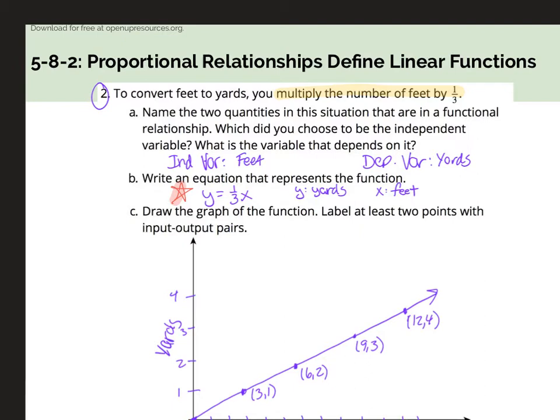That's going to be 1/3 times our x. And in this case, the y is going to represent the yards. That's what we get after we multiply the number of feet, which is x, by 1/3. So then going back to A, the independent variable is going to be our feet, and our dependent variable is going to be the yards. The number of yards depends on the number of feet.